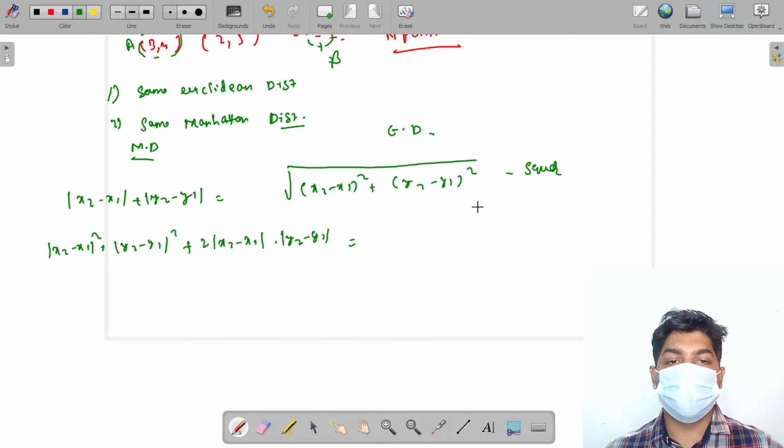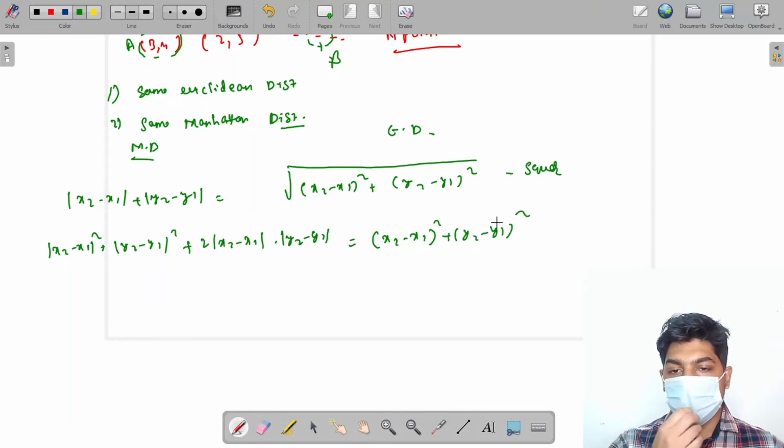Okay, and what will be the right hand side? The square of the square root is what? Nothing but this, the root will cancel. So what we will get? We will get (x2 - x1)² + (y2 - y1)².